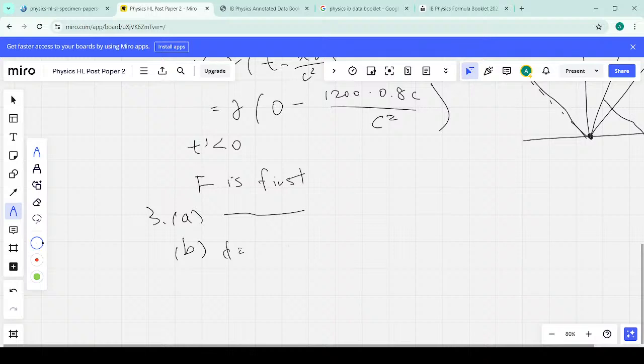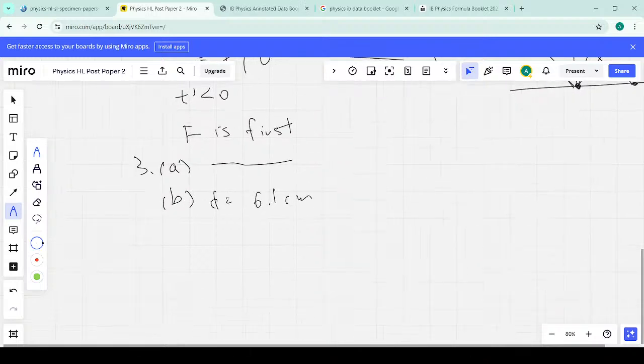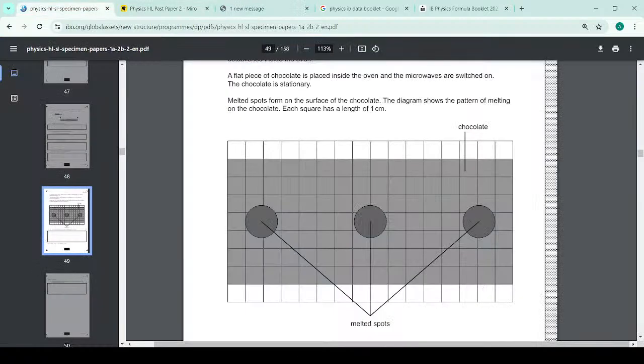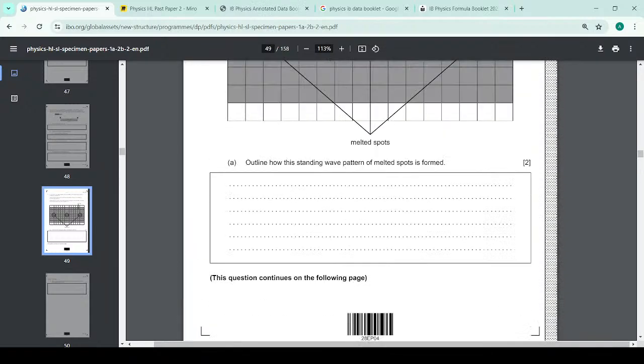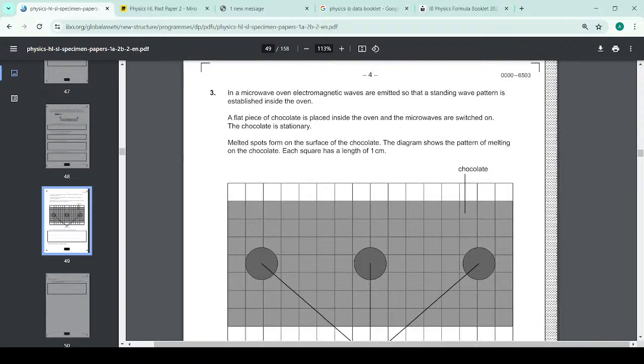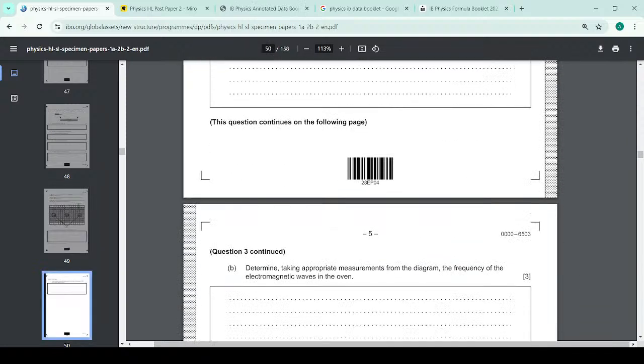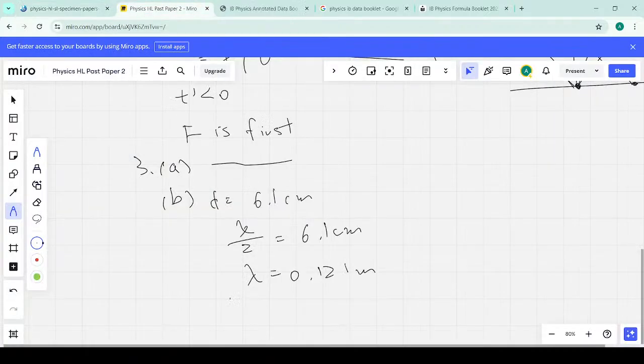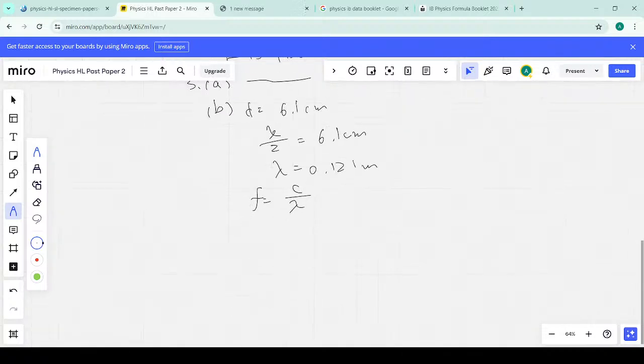So the distance between them is 6.1 centimeters. And we know that that is half of lambda. So lambda over 2 is 6.1 centimeters. So lambda is 0.121 meters. And then they want us to find the frequency. Now frequency is just c over lambda, so you can find that pretty easily.